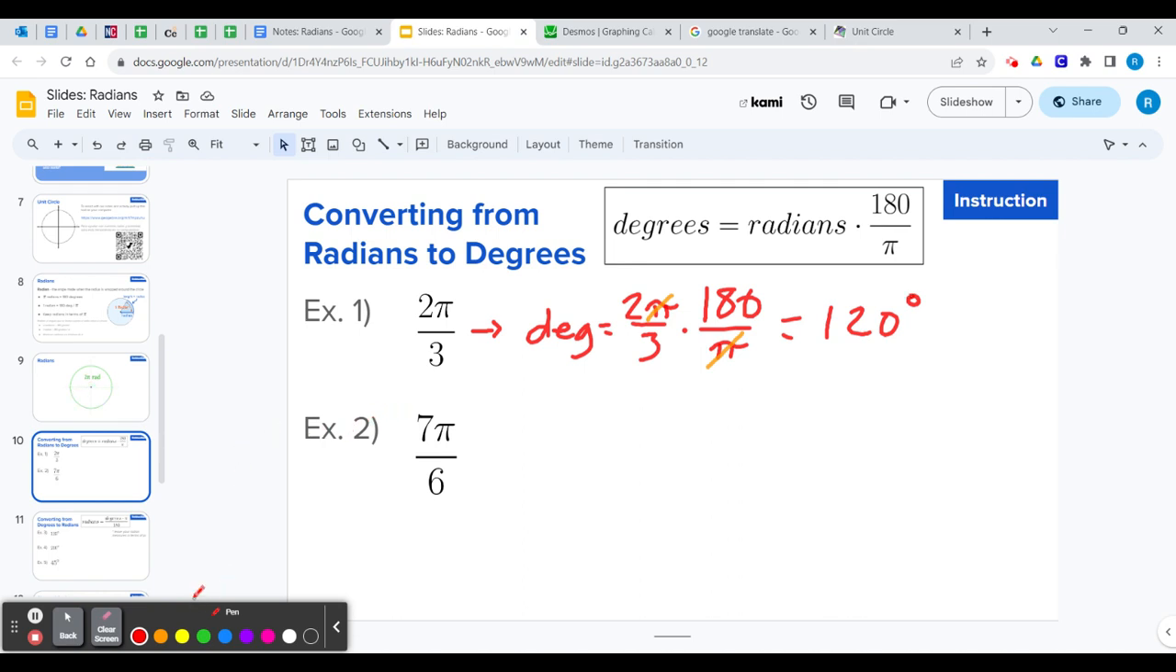Now, if you didn't cancel the pi out and you actually plugged pi into your calculator, which you can do, or plug it into Desmos, which you can do, you'll get the same thing and those values will cancel out.